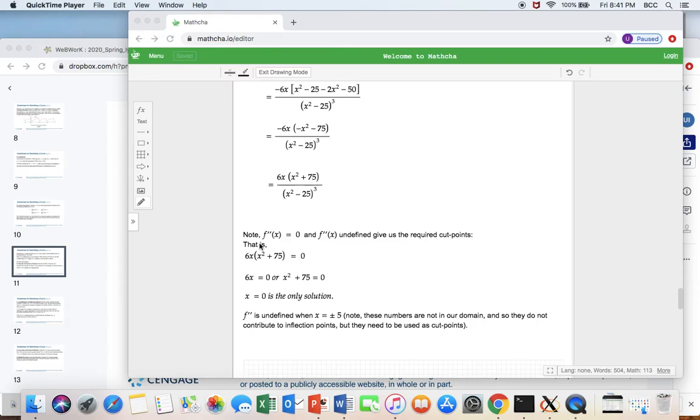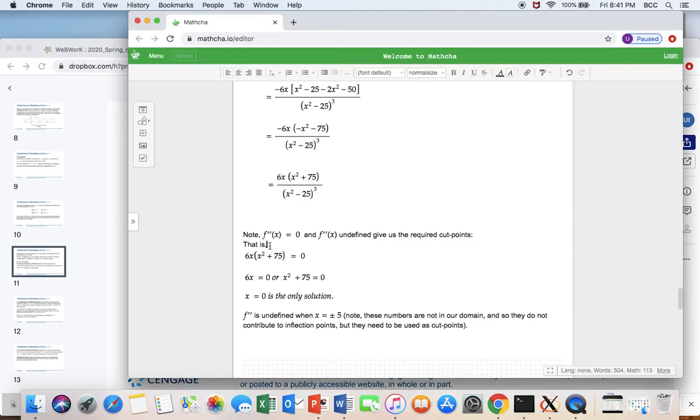Very good. So the second derivative is this expression. Second derivative equal to 0 and second derivative undefined give us the required cut points. So let me set this quantity to 0 as we have seen before. Maybe I'll show it in these steps.